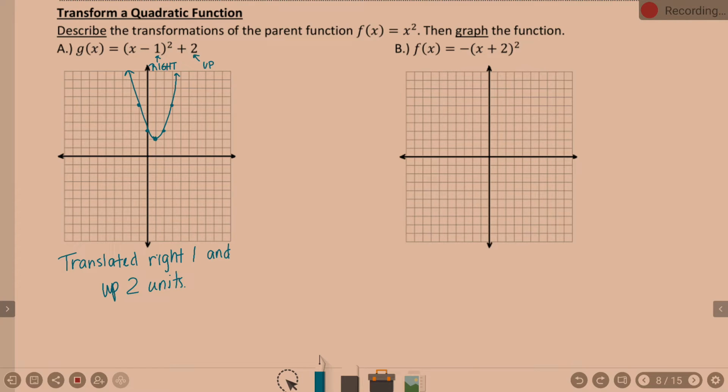Old news? Not horrible, is it? No. Okay. Let's do this one real quick. B, f of x equals the negative of x plus 2 quantity squared. What's that negative going to do? That is going to be a reflect, isn't it? And specifically, I'll write it down here, it's going to be a reflection across the x-axis.